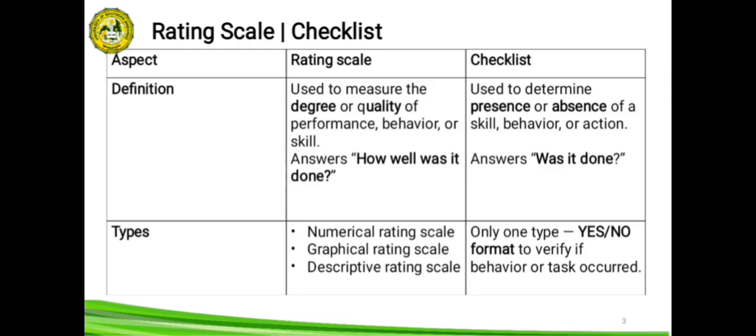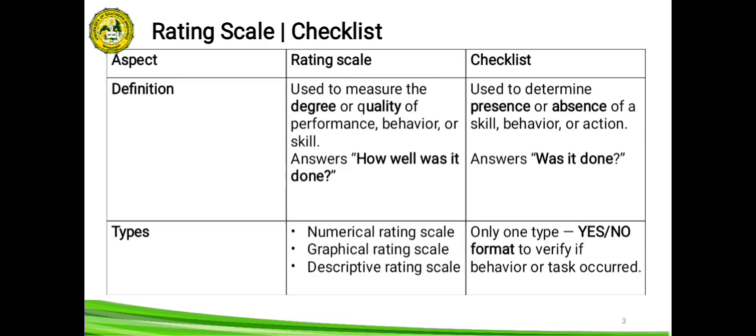In the types, rating scale has three types. We have the numerical rating scale, graphical rating scale, and descriptive rating scale. A numerical rating scale uses numbers to represent levels of performance. For example, rate the student's speech clarity on a scale of 1 to 5. A graphical rating scale uses a line or graphic continuum where raters place a mark that best describes performance. For example, a line from poor to excellent. This type is useful when you want a visual representation of performance levels.